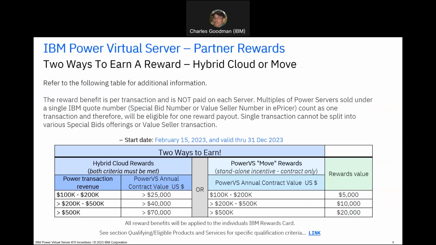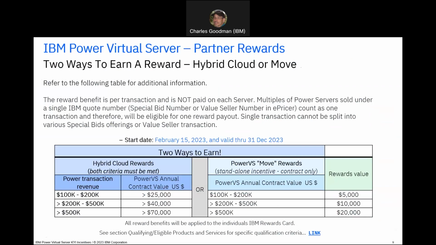So that's a great incentive, and hopefully will help motivate you to go out there and talk to customers about this and try to sell the Power Virtual Server solution. So let's look at a way that you can possibly do this.